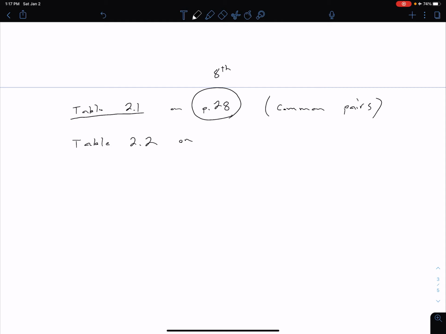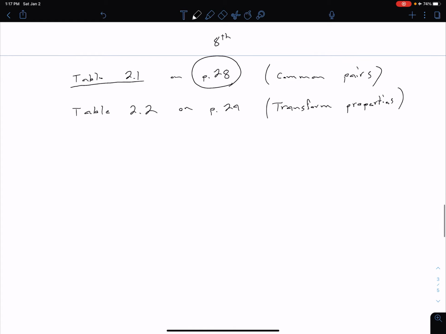Another useful table is table 2.2, which is on page 29 of the 8th edition textbook. And what this has is transform properties. We'll talk about some of these as we're working examples throughout this chapter.